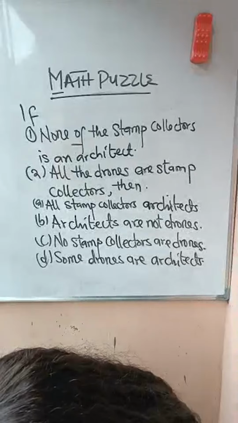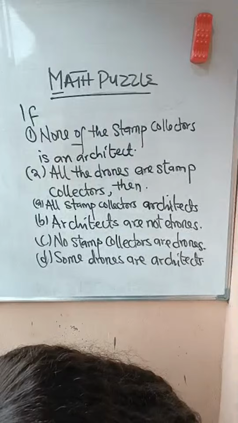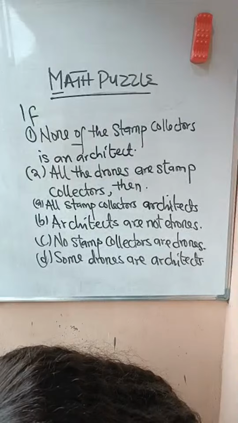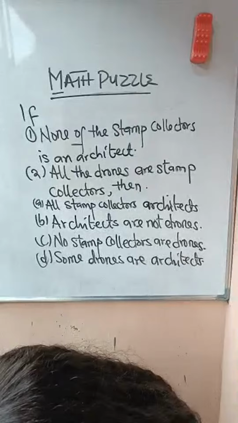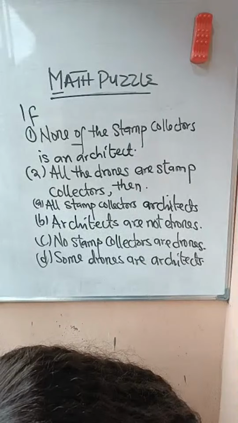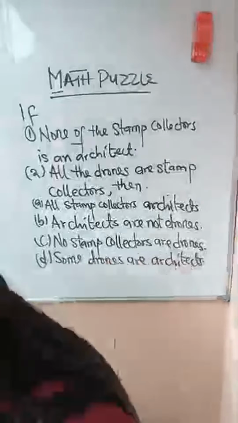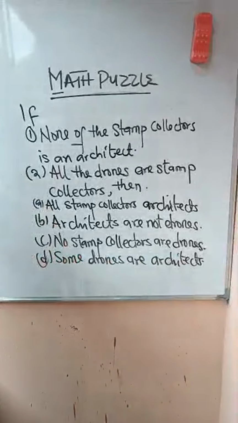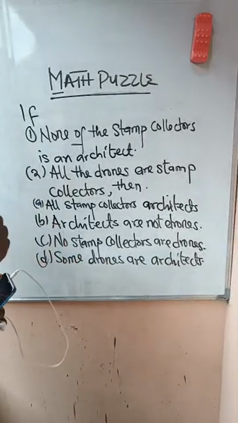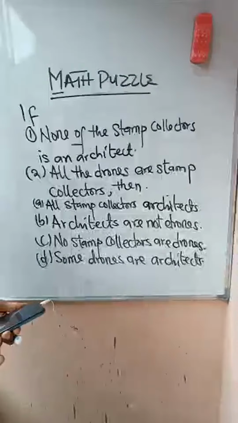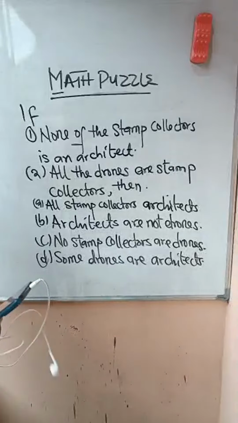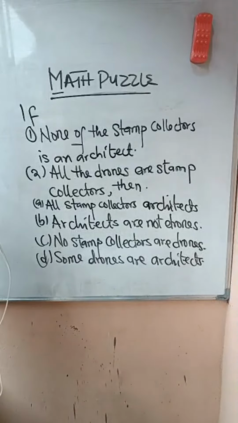If none of the stamp collectors is an architect, and all the drones are stamp collectors, then A, all stamp collectors are architects. B, architects are not drones. C, no stamp collectors are drones. And D, some drones are architects. Let me stand a bit. So let's go, friends. Let us go. More answers.